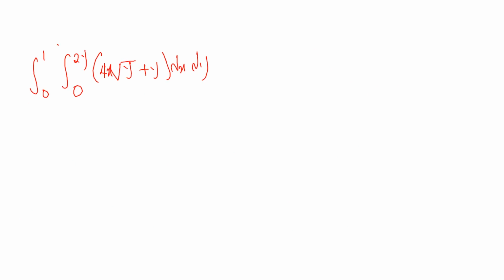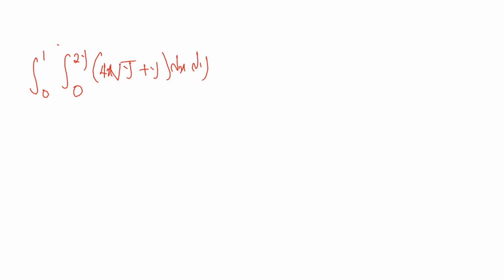Okay, this is another example. We have the double integral of 4x root y plus y, dx dy. At this point we are integrating dx first, then we'll put in the values of x, followed by integration of y, then we'll put in the values of y.